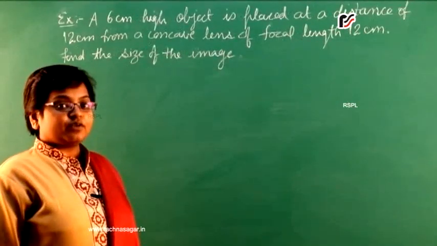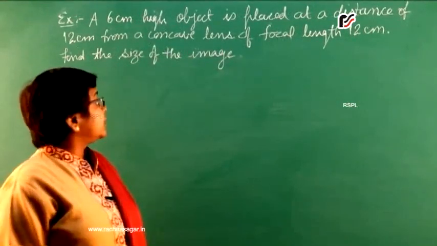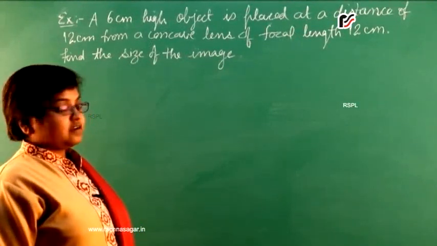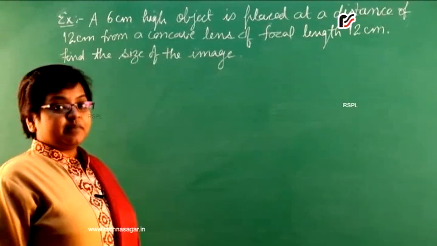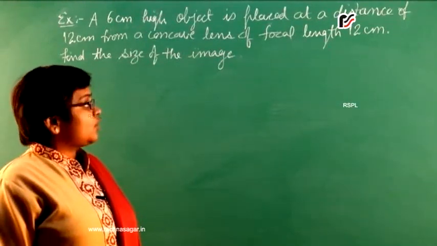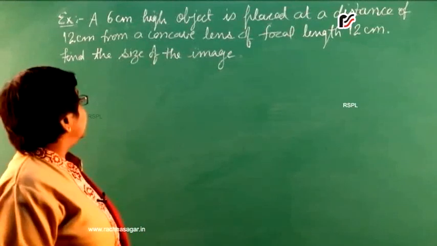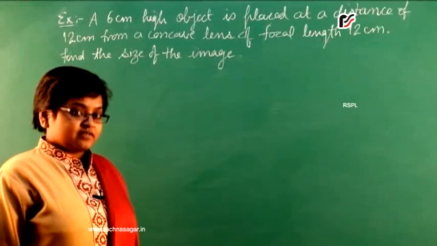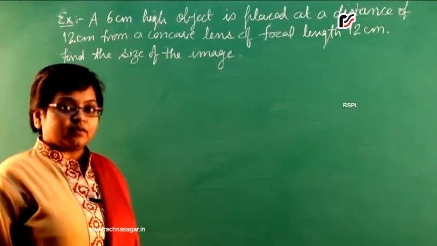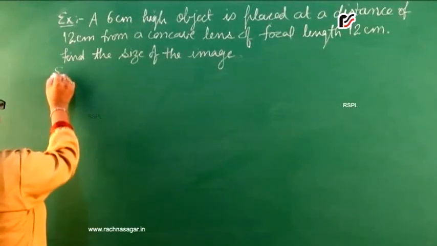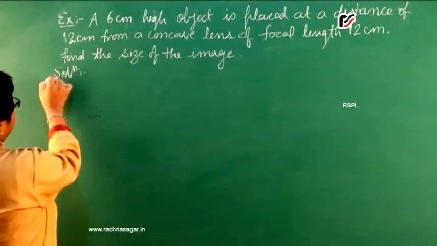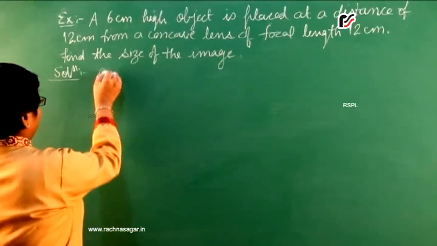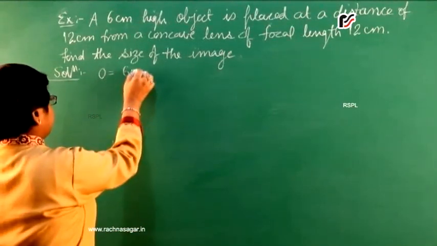Now we discuss one more question about concave lens. A 6 cm high object is placed at a distance of 12 cm from a concave lens of focal length 12 cm. Find the size of the image. First we find out what is given in the question and what we have to find out. A 6 cm high object means O is given 6 cm.